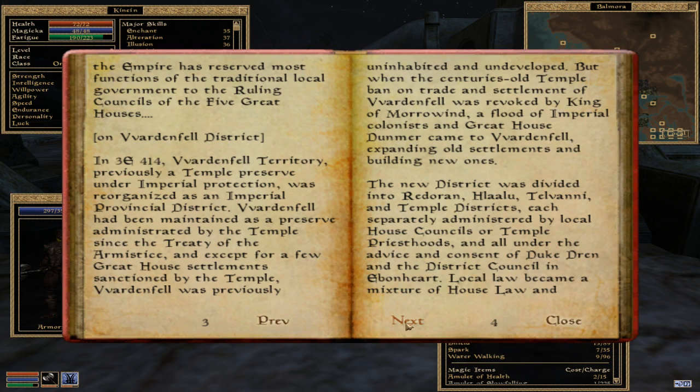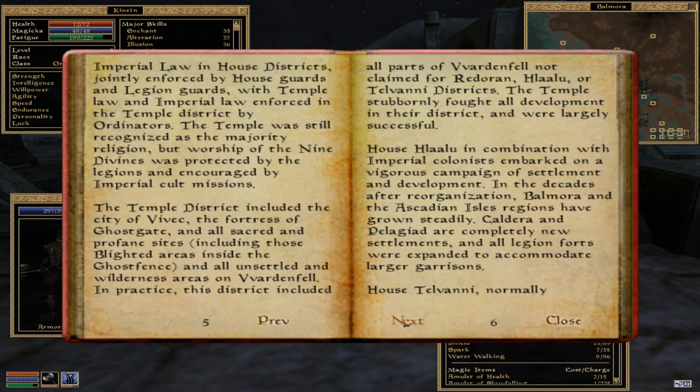Local law became a mixture of house law and imperial law in house districts, jointly enforced by house guards and legion guards, with the temple law and imperial law enforced in the temple district by ordinators. The temple was still recognized as a majority religion, but worship of the Nine Divines was protected by the legions and encouraged by imperial cult missions.